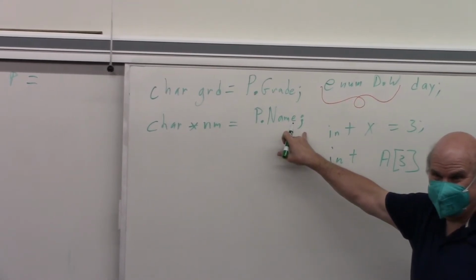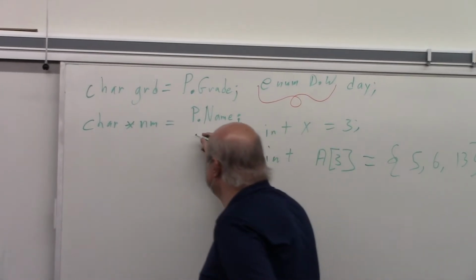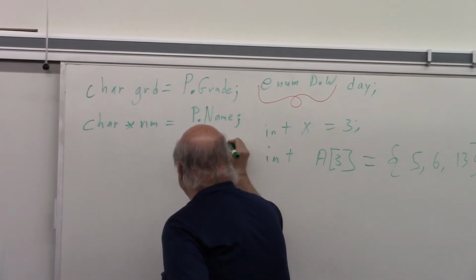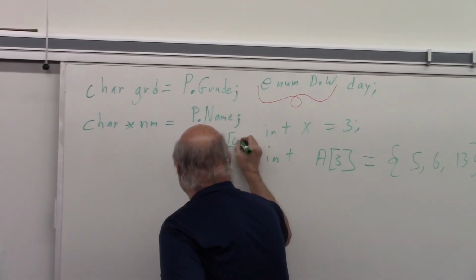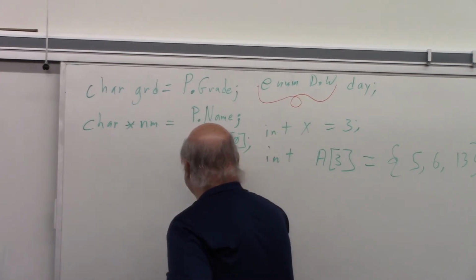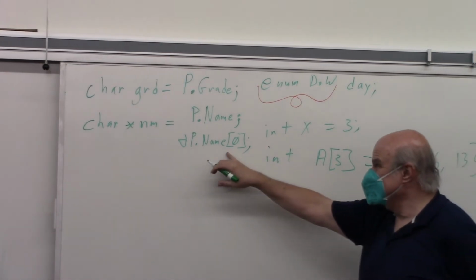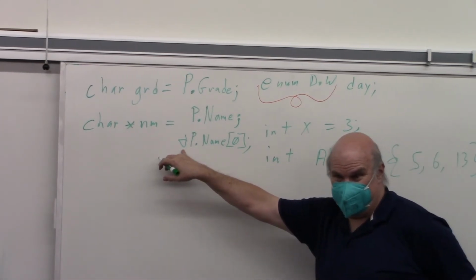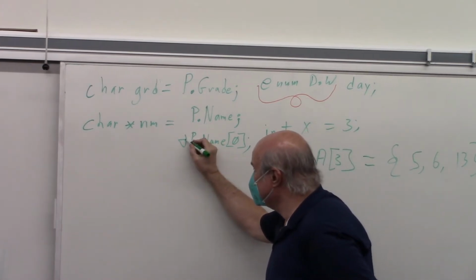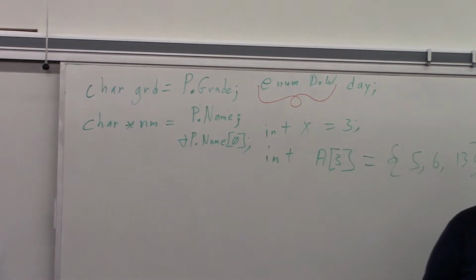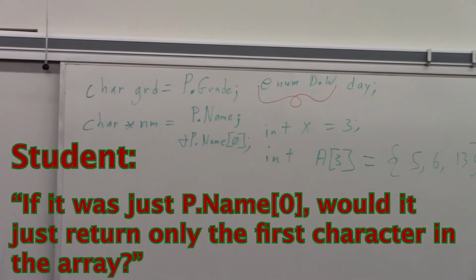Oh, okay. Have you noticed we're always reviewing pointers one way or another? If I said name sub 0, that would be a specific character, and I'd have to put a reference operator in front of it then. Always reviewing pointers. If it was just p.name, sub 0, would it return just the first character in the array?